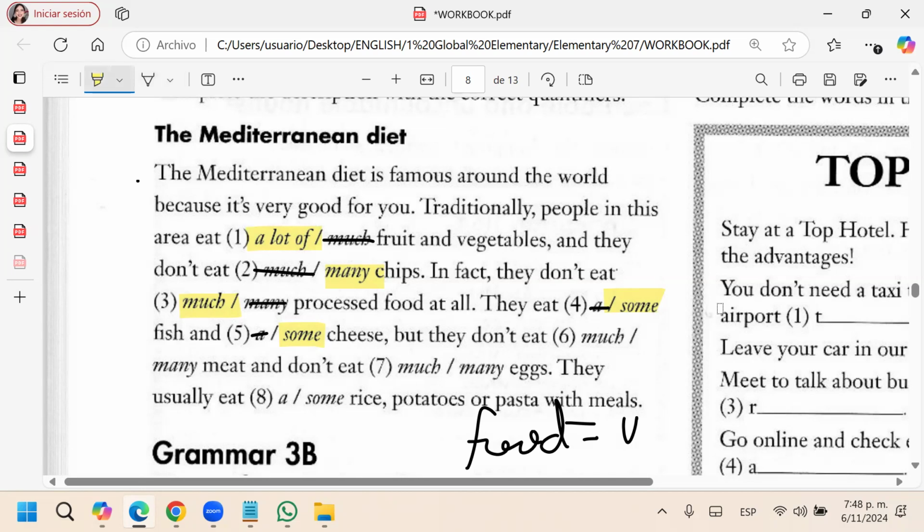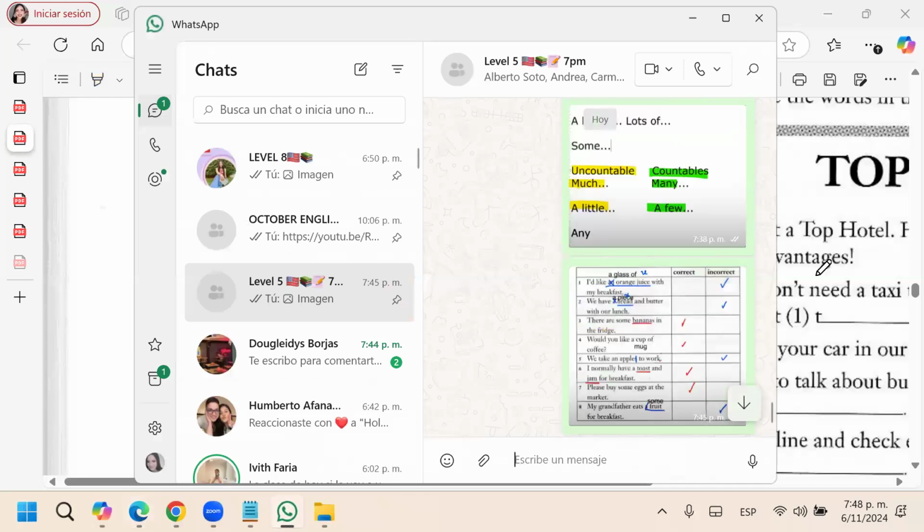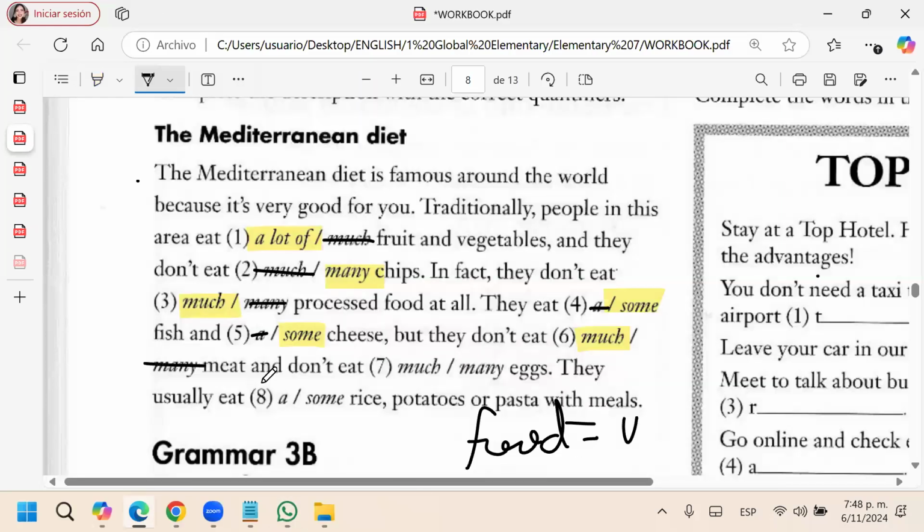Much. Meat, I told you, is uncountable. I don't have the photo, but yes, it's uncountable. They don't eat much meat. And they don't eat many eggs, because eggs are countable. They usually eat some rice, potatoes, or pasta, like this, with meals.